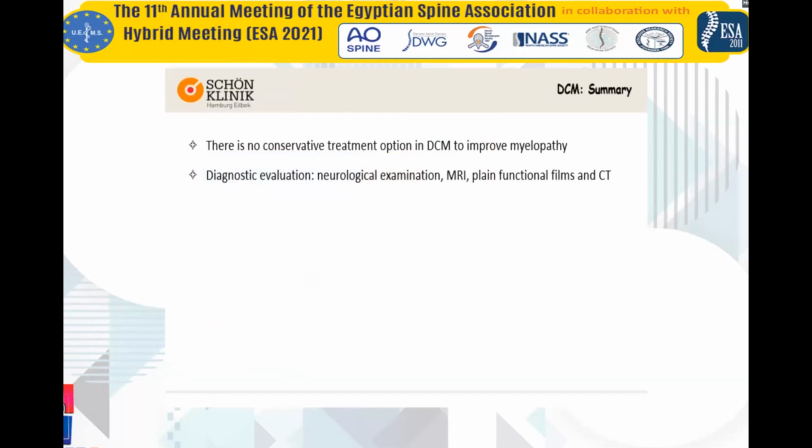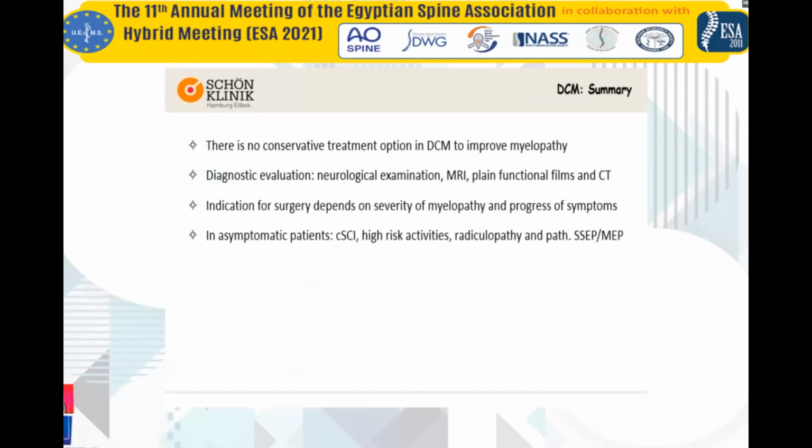So in summary, we can say that there's no conservative treatment option in DCM to improve myelopathy. The diagnostic evaluation should include a detailed neurological examination, MRI and plain and functional films and CT. Indication for surgery depends on the severity of myelopathy and the progress of symptoms. And in asymptomatic patients, other aspects should be taken into account, especially the history of a spinal cord injury.